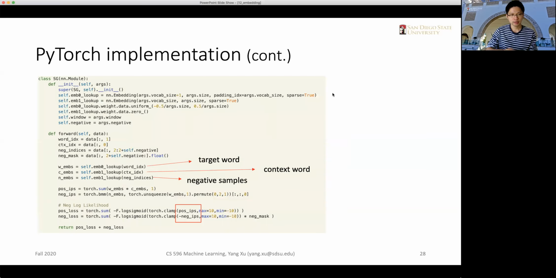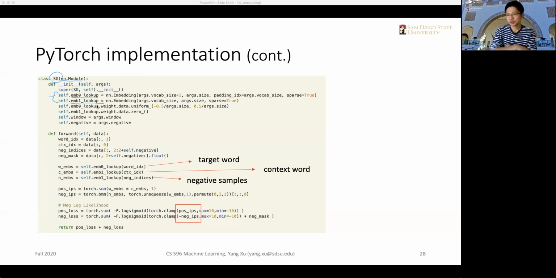So let's look at the next slide. So here is a typical implementation of a skipgram-based word-to-vec model. The SG is for skipgram, and we use the negative sampling technique. So in the code here, we basically use the nn module to define a model, right? Here, one thing we need to pay attention to is that we define two embedding tables, embedding 0 and embedding 1.